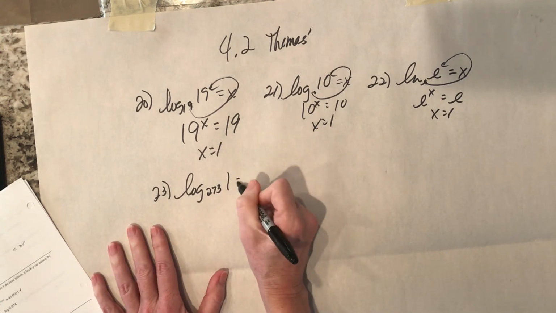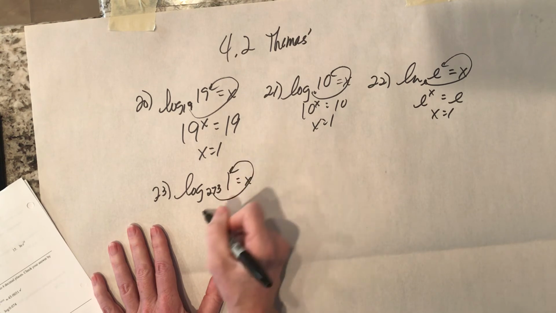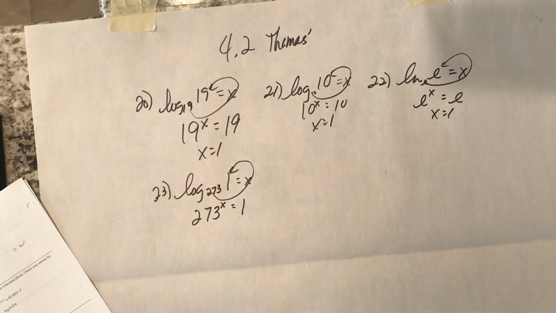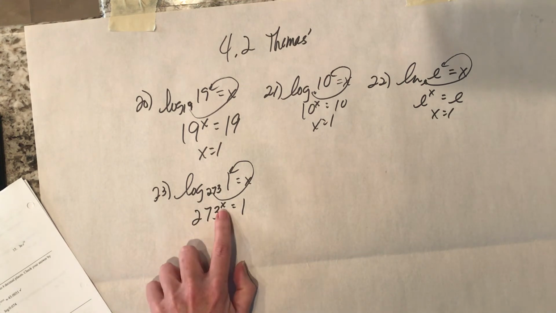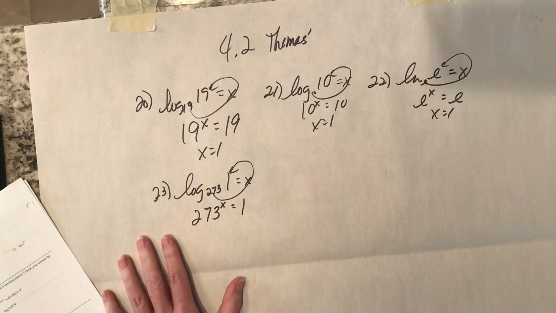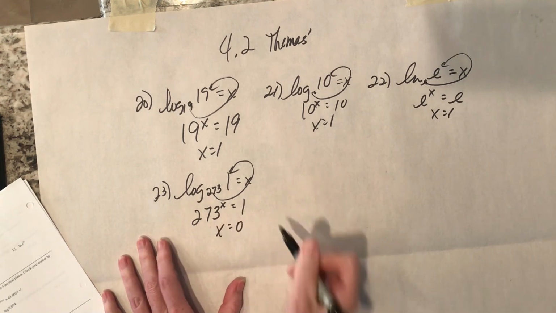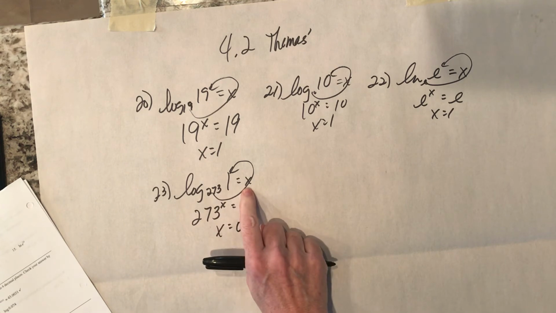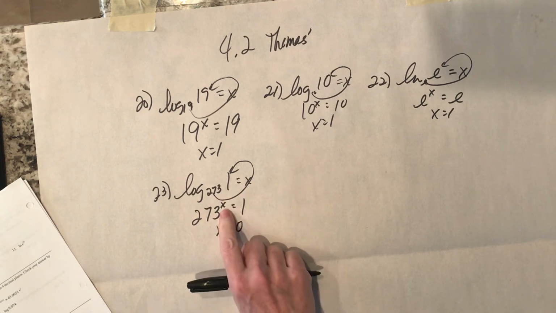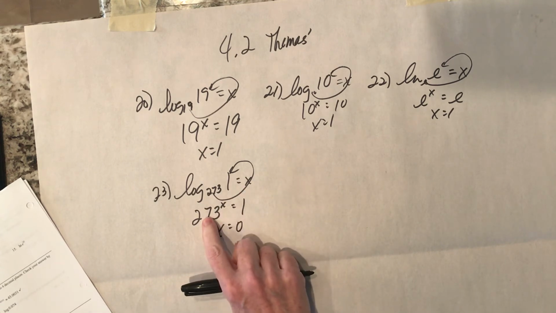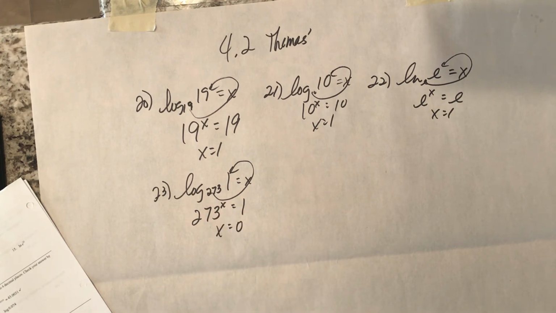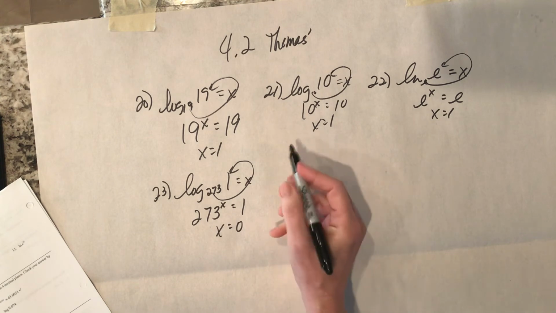Okay, let's set it up with an equals x. Do a circle. 273 raised to what power will give you a 1? I'll remind you that any number raised to the 0 power gives you a 1. So this x here, the exponent, is a 0. Remember, the answer to a log is always an exponent. So any number raised to the 0 power will give you a 1. So 0 is the answer there.